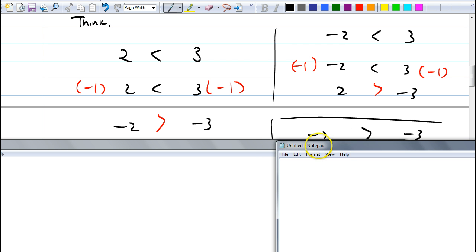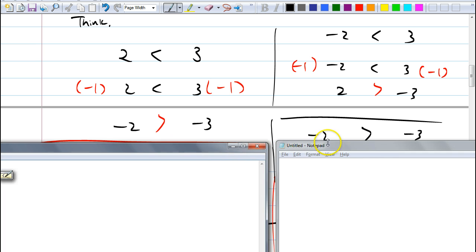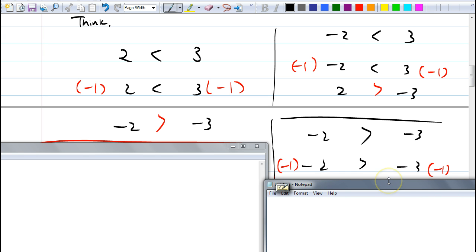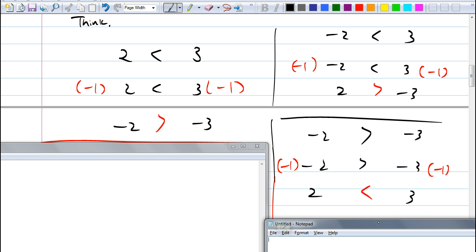Anyway, let's move on. Look at this one here. What if they were both negative? Is negative 2 greater than negative 3, guys? Yes. Okay, let's multiply both sides by negative 1. What do I get on the left side? Chuck? 2. What do I get on the right side? 3. So could I keep the inequality this way? No. If you do, then it'd be wrong, right? You have to say 2 is less than 3. Does that make sense?